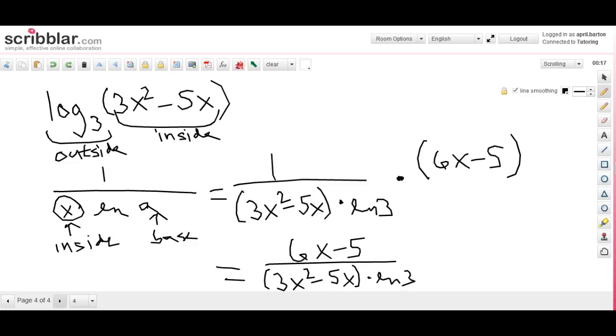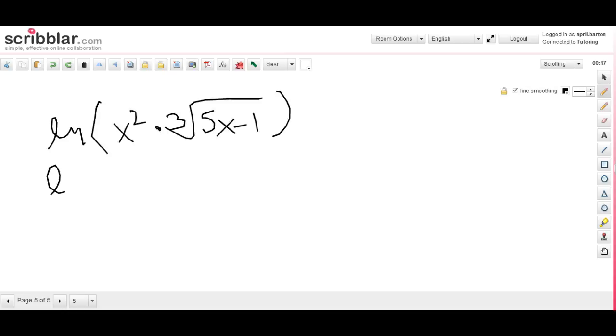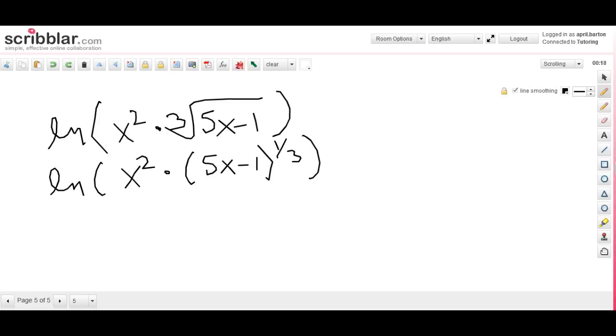So one more type of problem. Let's say we have a whole bunch of things multiplied inside our logarithm. So we have this x squared times this cube root of 5x minus 1. When we do derivatives of roots or radicals, we usually rewrite them in rational exponent form. So I'm going to change this to a 1/3. Then we can use the properties of logarithms to split this up. That way we're not going to have to do product rule and stuff.